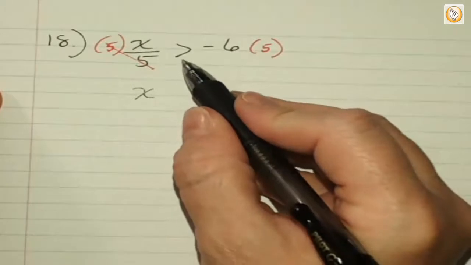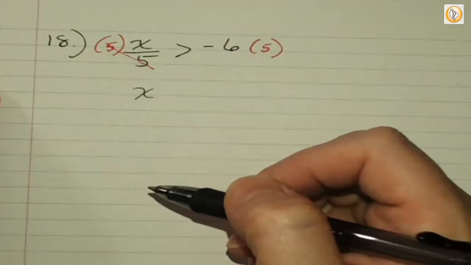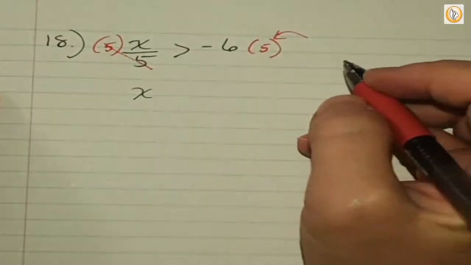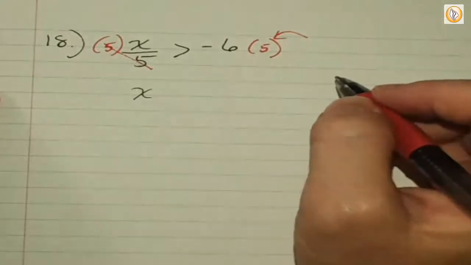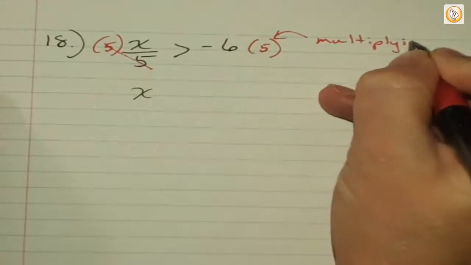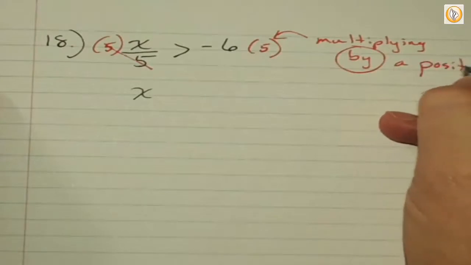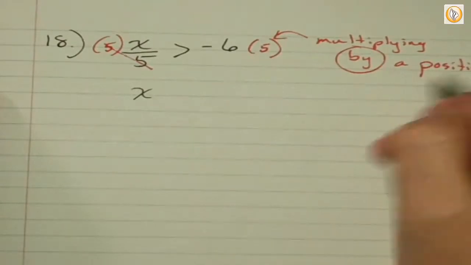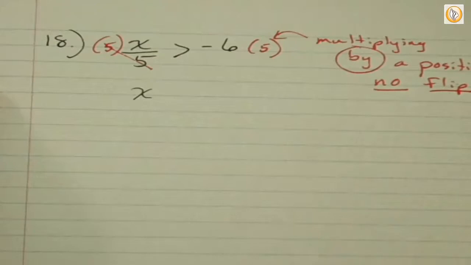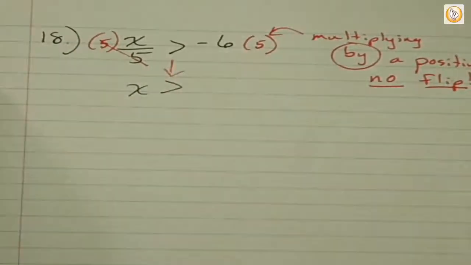Now, does it stay greater or do we flip it? We flip it? Why? Because the 6 is a negative. But are we multiplying by a negative? No. So then do we flip it? No, we don't. We are multiplying by a positive. No flip. The sign stays the same.